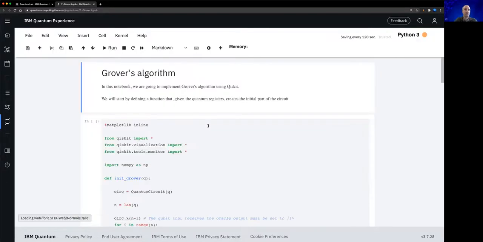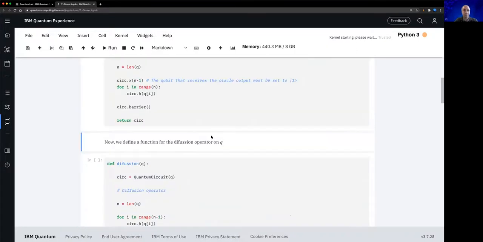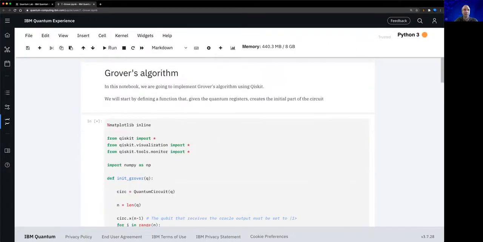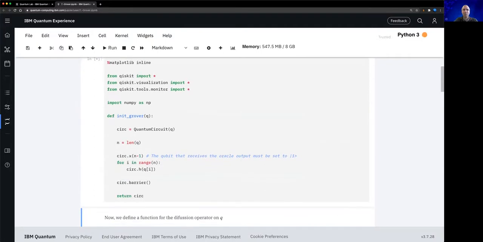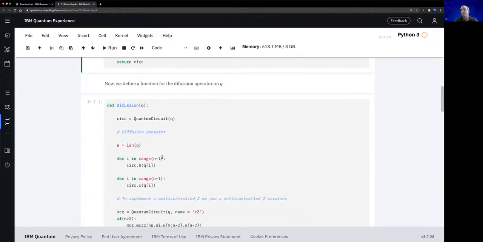Okay, so I only have a few minutes. I'm going to run all this very quickly. What I do here, the initial part is exactly like in the Deutsch-Jozsa algorithm. The only difference is that I'm creating a function to define the circuit, and then I return the circuit. It's a different way of doing it.